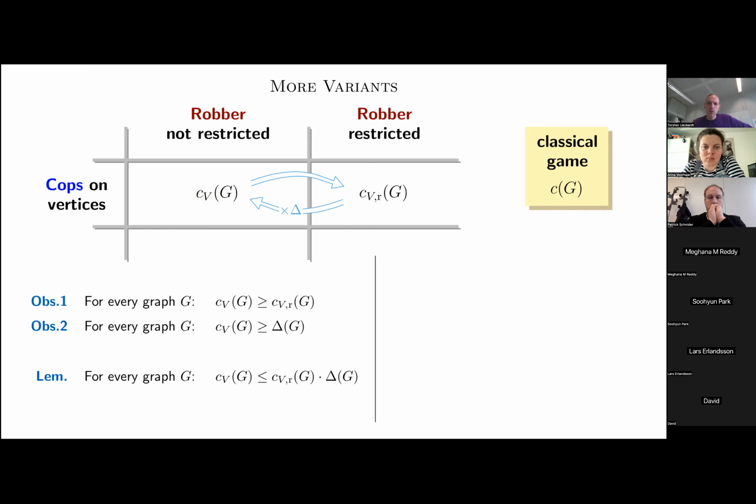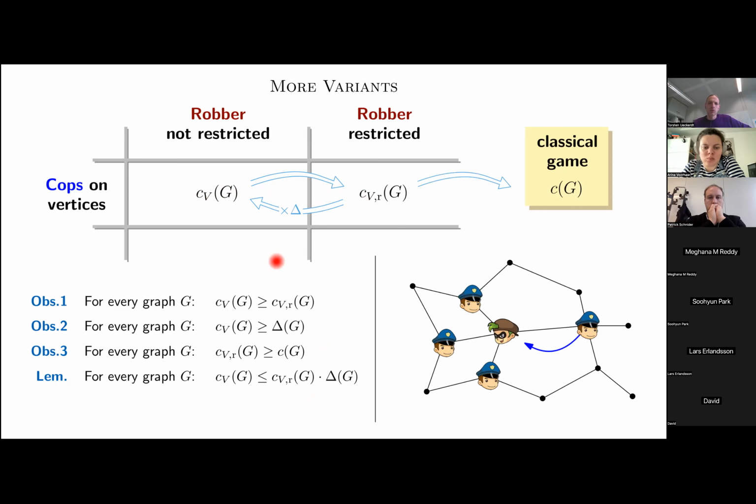Let's also link it to the classical game. I mean, this is also an easy observation. So this is now observation 3. The classical cop number is at most the surrounding restricted vertex cop number. So the point is, if you manage to surround the robber, and now it's the cop's turn, then you can capture him. If it's now the robber's turn, he either pauses or he moves onto a cop, and you capture him. So if you can surround him, then you can also catch him.